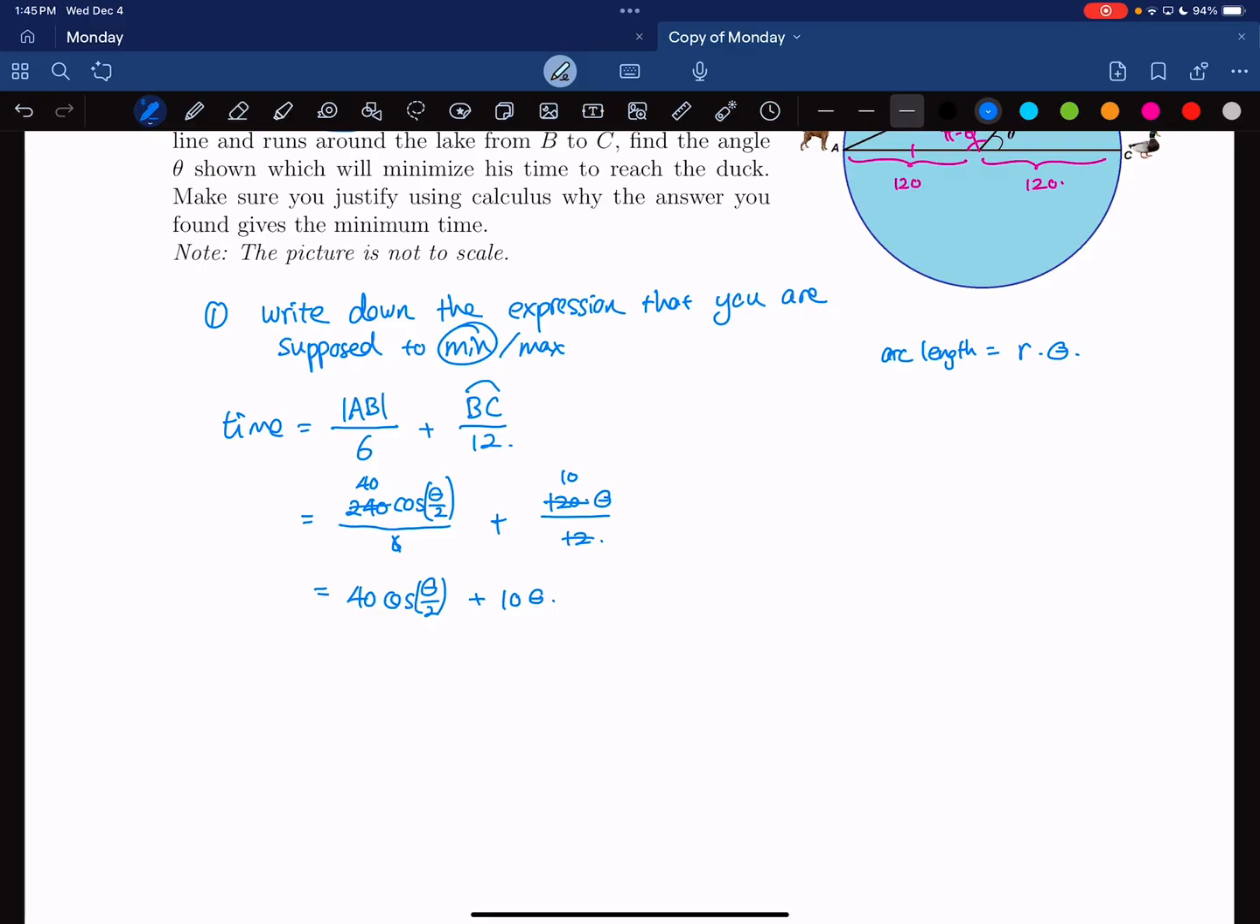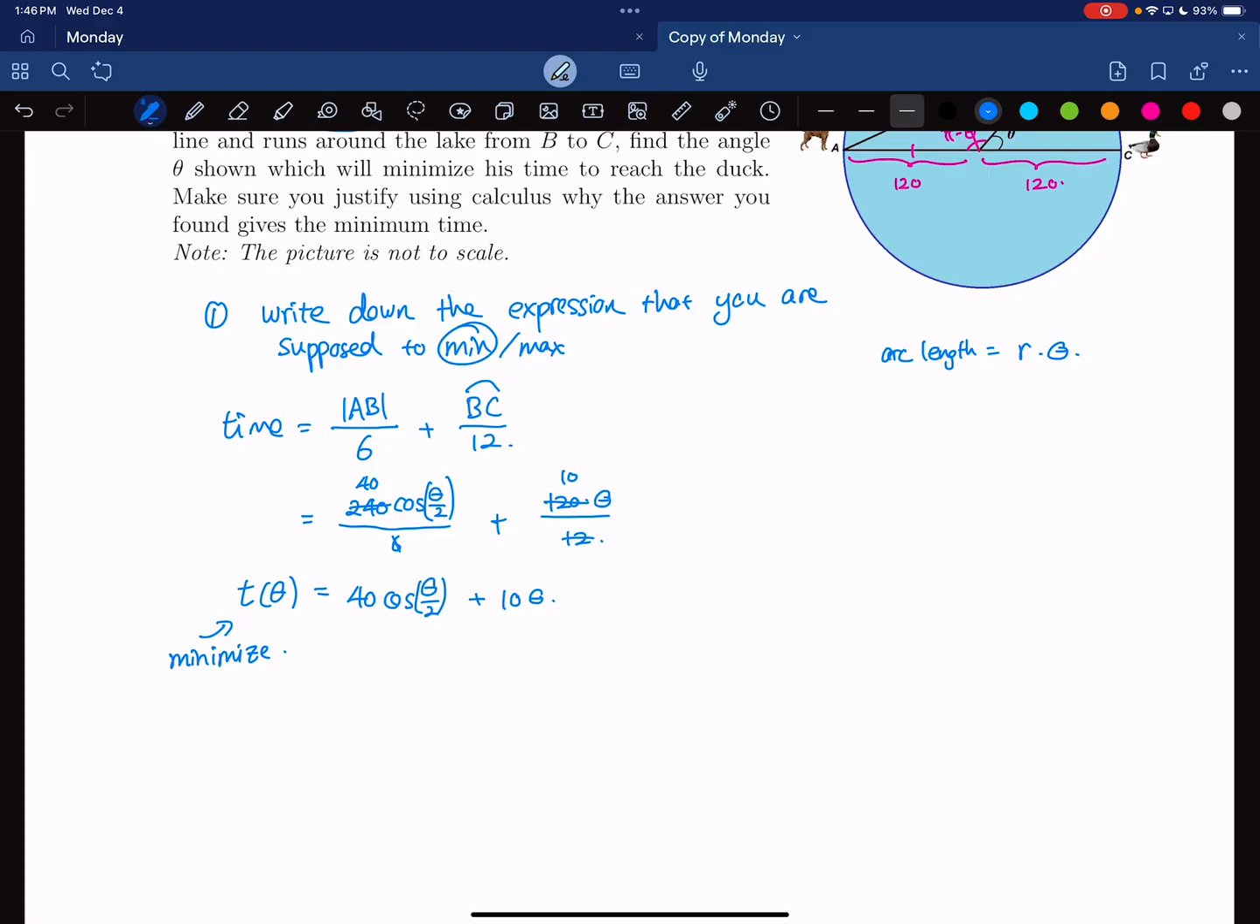I'm going to give this function a name. I'm going to call it t of theta. T stands for time, and I'm supposed to minimize this. And this is the first step. There are 2 steps for optimization questions. This is the first half of solving optimization questions: read the question, understand what the question is asking, and find the expression that you're supposed to minimize or maximize.